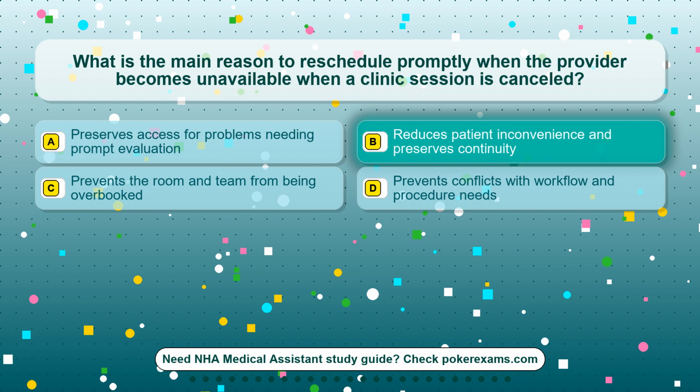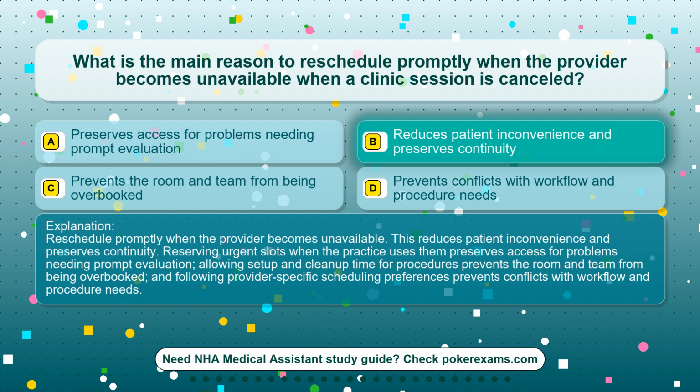The correct answer is option B. Reduces patient inconvenience and preserves continuity. Reschedule promptly when the provider becomes unavailable. This reduces patient inconvenience and preserves continuity. Reserving urgent slots when the practice uses them preserves access for problems needing prompt evaluation. Allowing setup and cleanup time for procedures prevents the room and team from being overbooked, and following provider-specific scheduling preferences prevents conflicts with workflow and procedure needs.